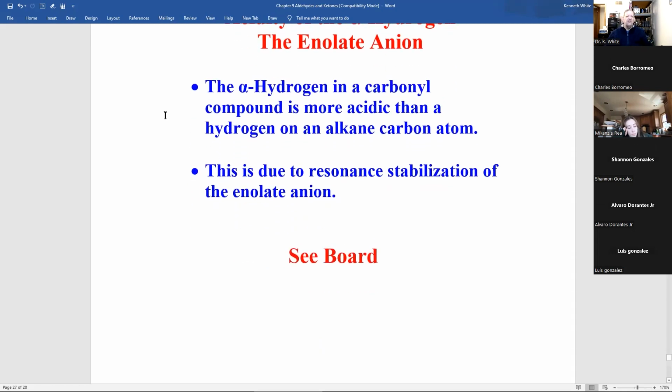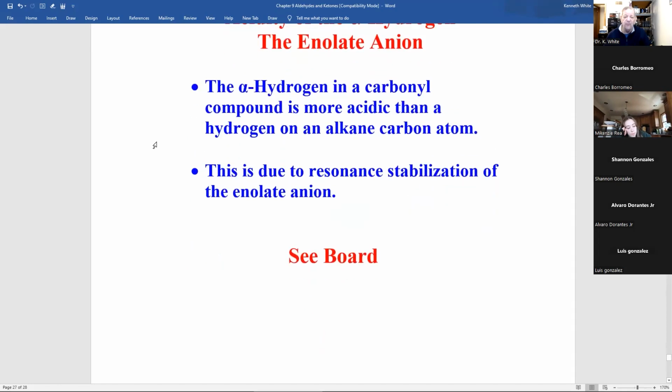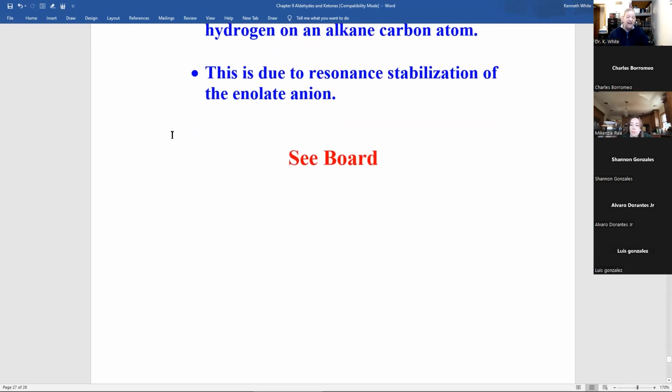Now, the alpha hydrogen, hydrogen on the alpha carbon in a carbonyl compound is more acidic, meaning you can take a base and pull it off. It's a proton donor. Remember, switch is still off. This won't be on test, but it's good background. Then a hydrogen, like on an alkane or an alcohol. This is due to resonance stability of the enolate anion. Now I'm really going to have some fun.